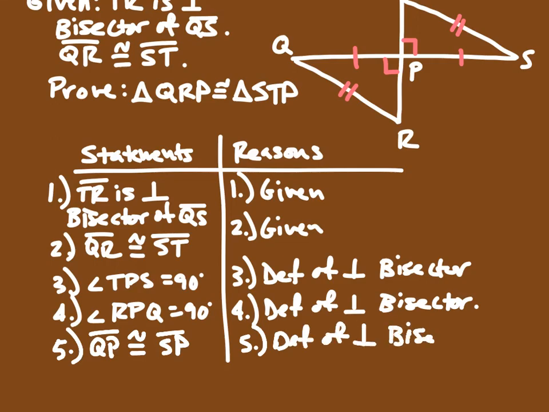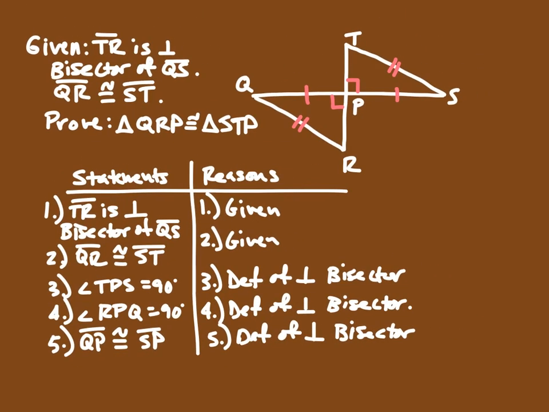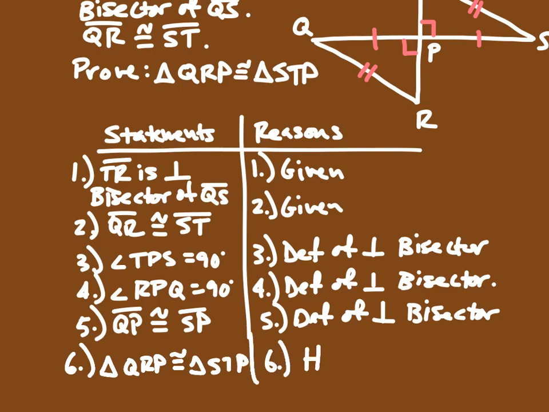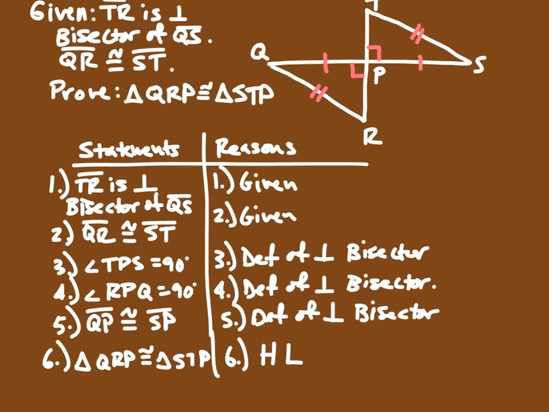All right. And so from here, I know that we have right triangles. Based on this, I know that I have a hypotenuse. The hypotenuses of these triangles are congruent and a pair of legs are congruent. So then what I can prove from this is that triangle QRP is congruent to triangle STP. And the reason that I can make that statement is because of the hypotenuse leg congruency theorem.